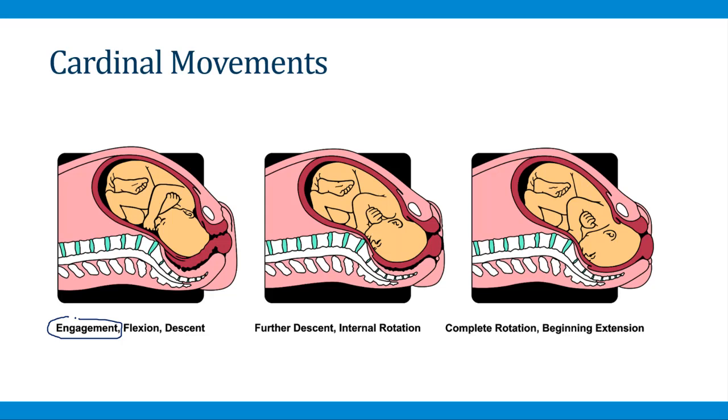And in women who have never delivered a child before, engagement can occur days or even weeks before the onset of labor. In contrast, in women who have had children before, engagement usually occurs right at the onset of labor. After engagement, the next cardinal movement is flexion, where the baby flexes its head and puts its chin to its chest, as shown here, and then the baby descends further into the pelvis.